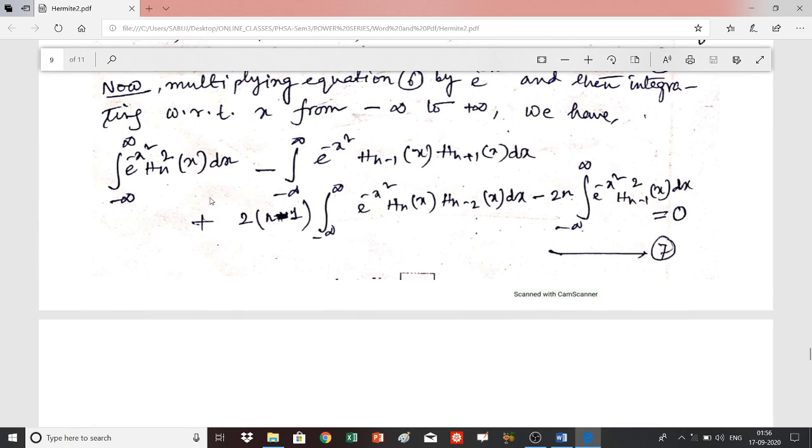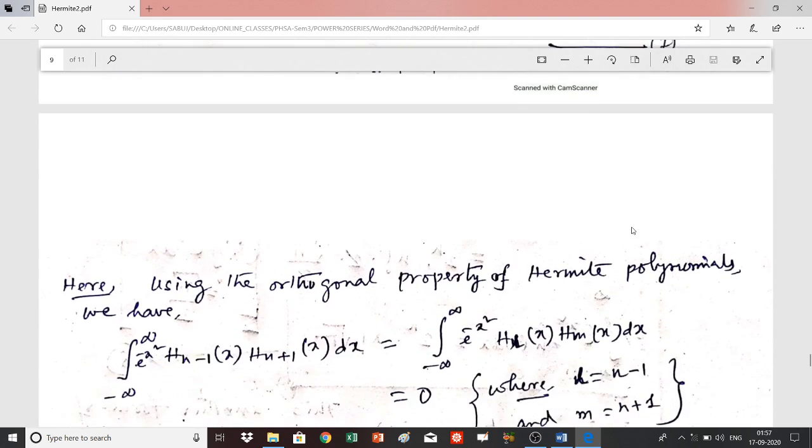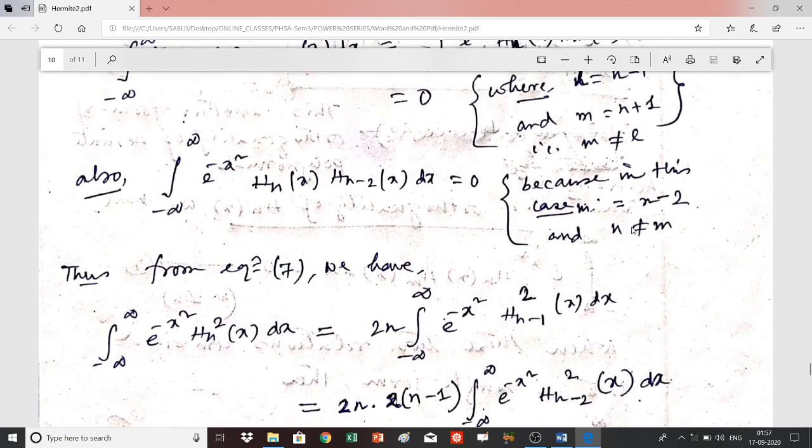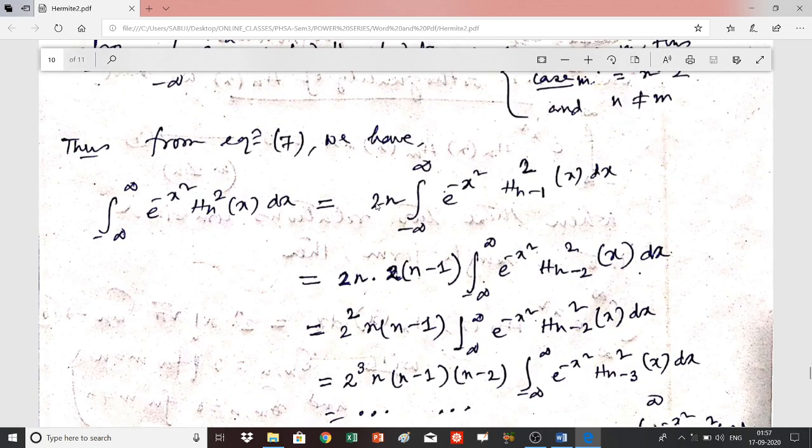So this will give you the integral from minus infinity to plus infinity of e to the minus x square Hn square x dx, that is equal to this. You can put this on the right hand side. So that is equal to 2n times the integral from minus infinity to plus infinity of e to the minus x square Hn minus 1 square x dx. I have just written it here.